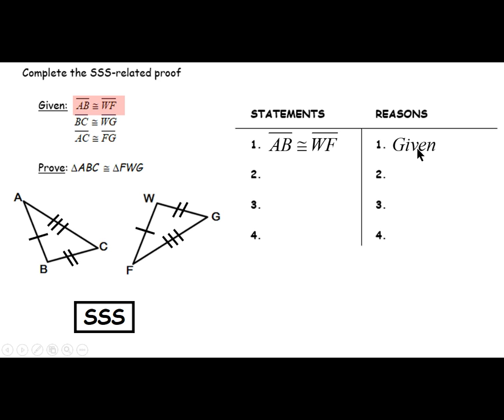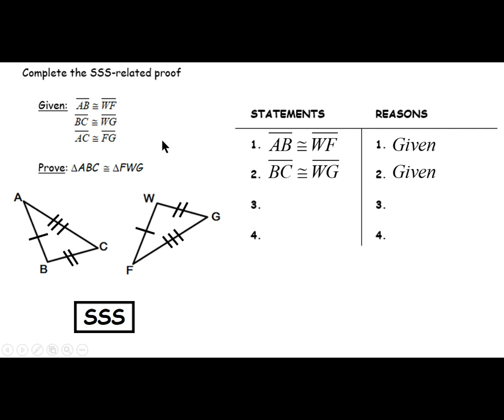The proofs won't always be this easy with so many givens, but this one's got a lot of given in it. The second thing that we knew about these triangles, the second mark we made in the triangles, was that BC was congruent to WG. So that's going to be our second statement. How do we know that was true? That was also given to us.